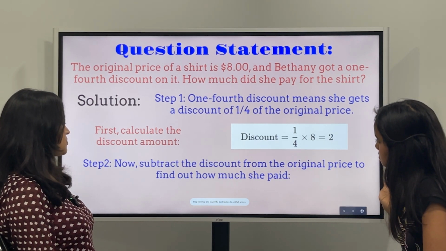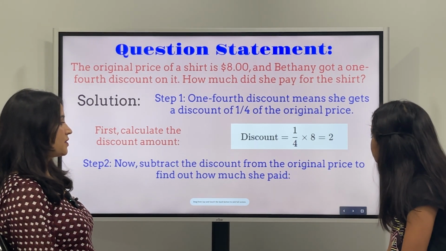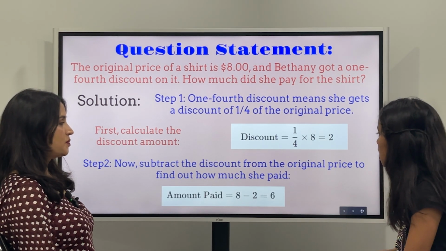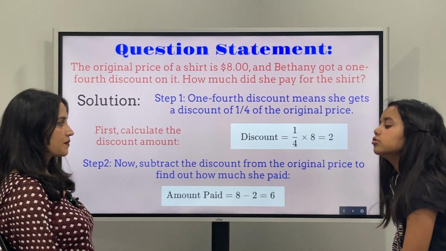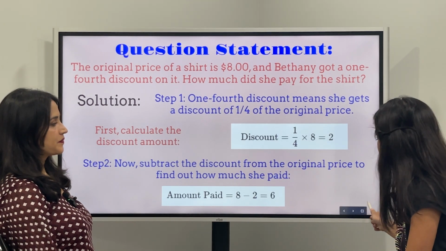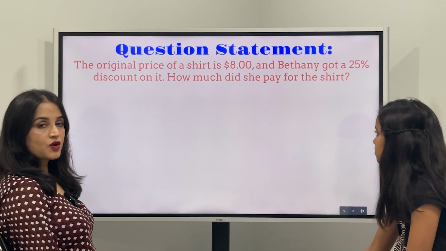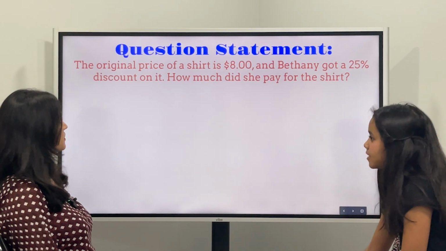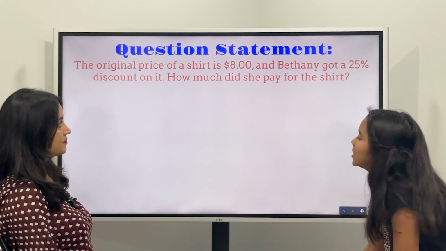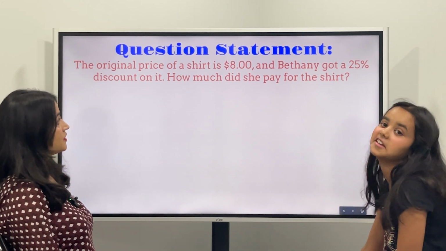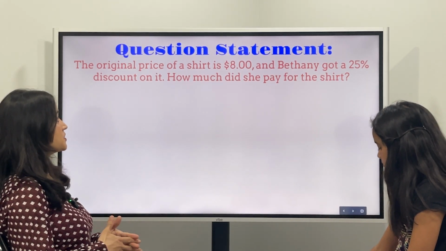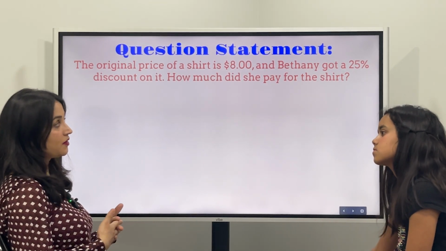Step 2: now subtract the discount from the original price to find out how much she paid. The amount paid is $6, so 8 minus 2, since the discount is 2. Good. Let's go to the next slide. Now the same question in a different format: 25%. It's the exact same thing, just with a 25% discount. The original price of the shirt is $8, and Bethany got a 25% discount on it. How much did she pay for the shirt?